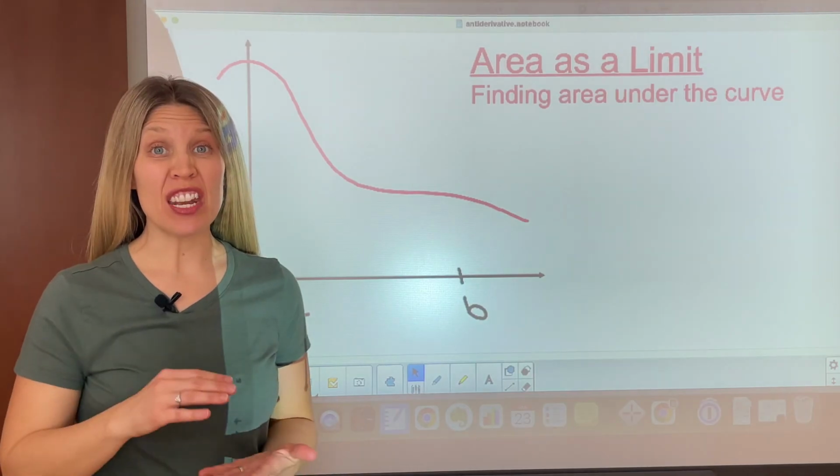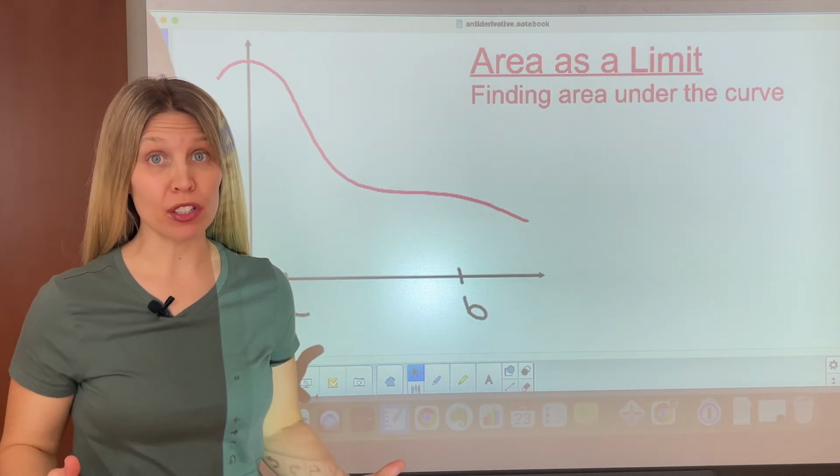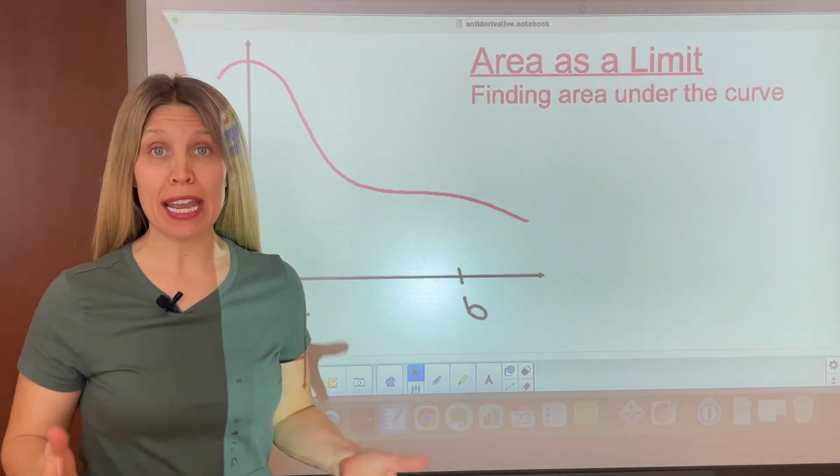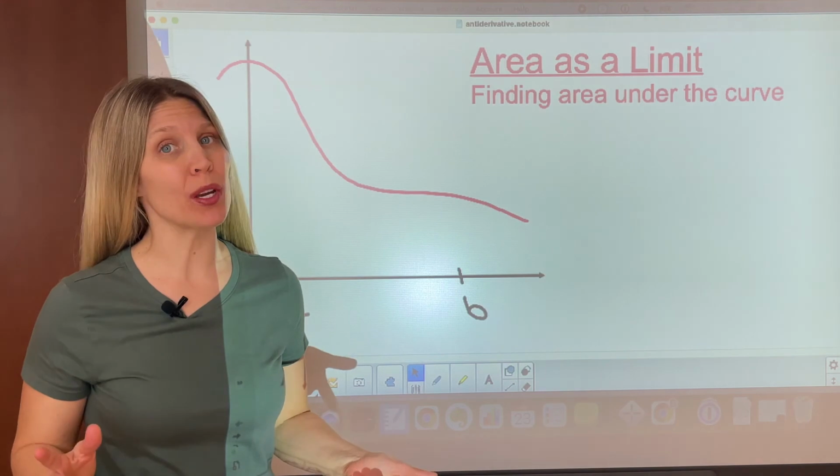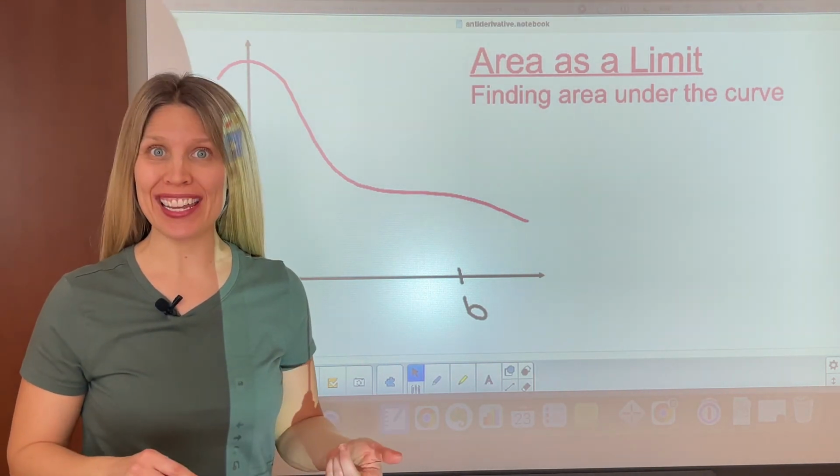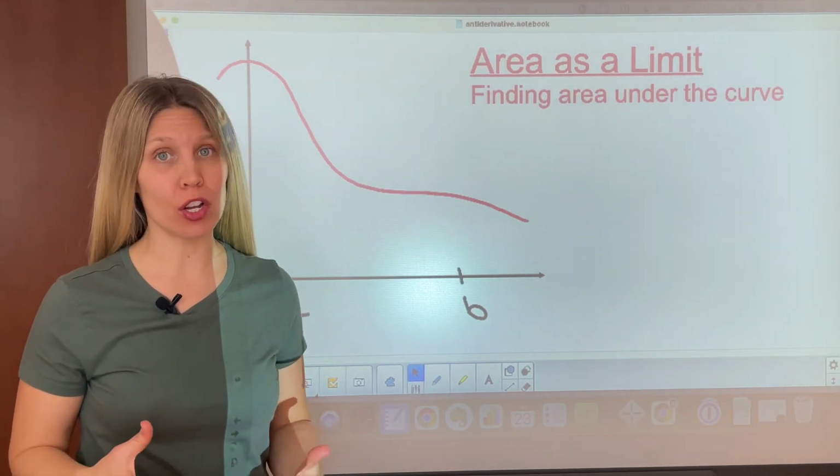Are you ready for the next biggest concept in calculus? This is going to be a game changer for you, and it's the biggest twist in calculus yet. Are you ready? We're going to talk about area under the curve.